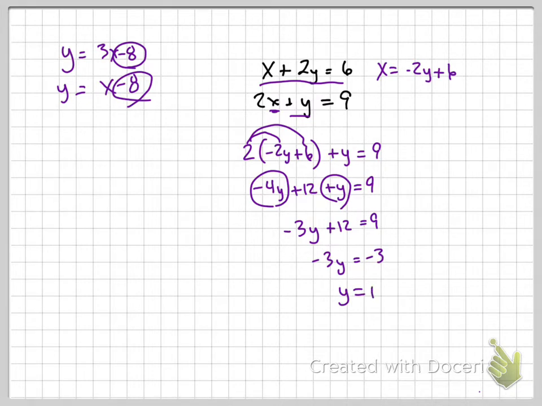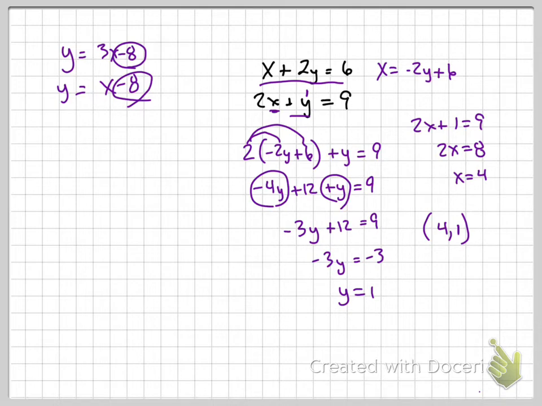And then what would I do with the y? It doesn't matter which one. If I plug in 1 here, I would have 2x plus 1 equals 9. So 2x equals 8, so what's x equal? So the point is 4, 1. That's substitution. That's a long process. I prefer elimination.